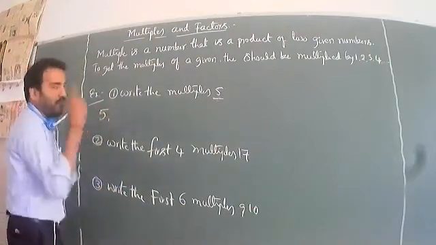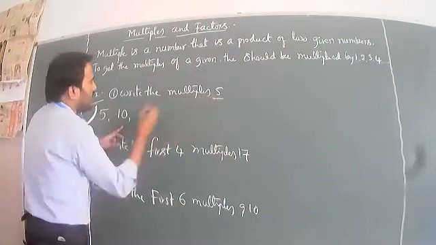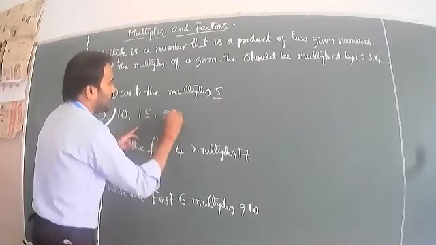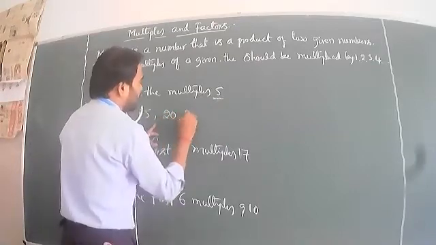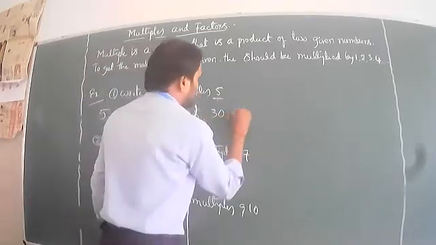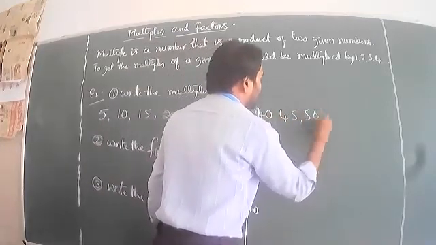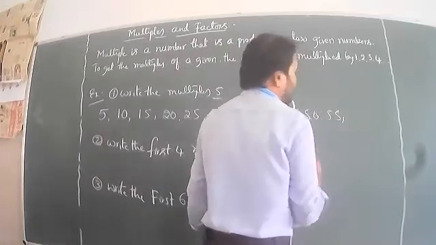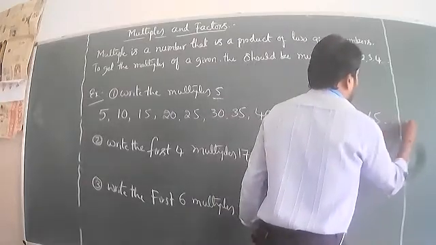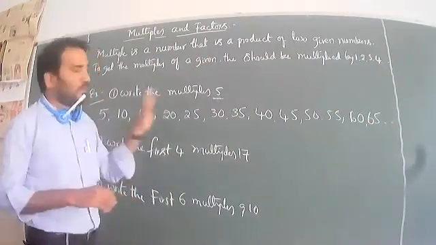5 ones are 5. 5 twos are 10. 5 threes are 15. 5 fours are 20. 5 fives are 25. 5 sixes are 30. Next 35, 40, 45, 50, 55, 60, 65. It goes on increasing. Multiples are unlimited. These are the multiples of 5.